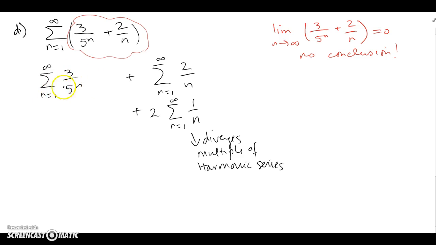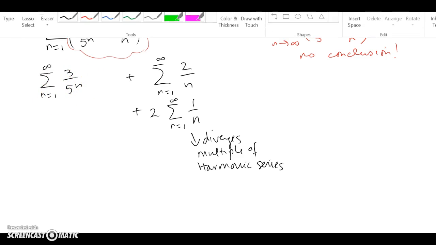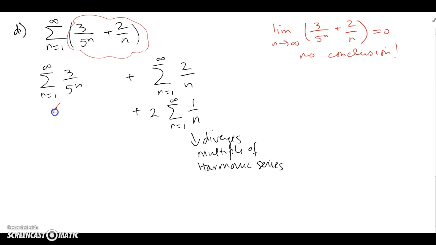And if this is bothering you, just spit out a few terms and you'll see that that definitely is a geometric series. So if n is 1, I have 3/5. If n is 2, I have 3 over 5 squared. If n is 3, I have 3 over 5 cubed, and so forth. So it definitely is a geometric series with the first term being 3/5, and r, each time it looks like you're multiplying by a 1/5.